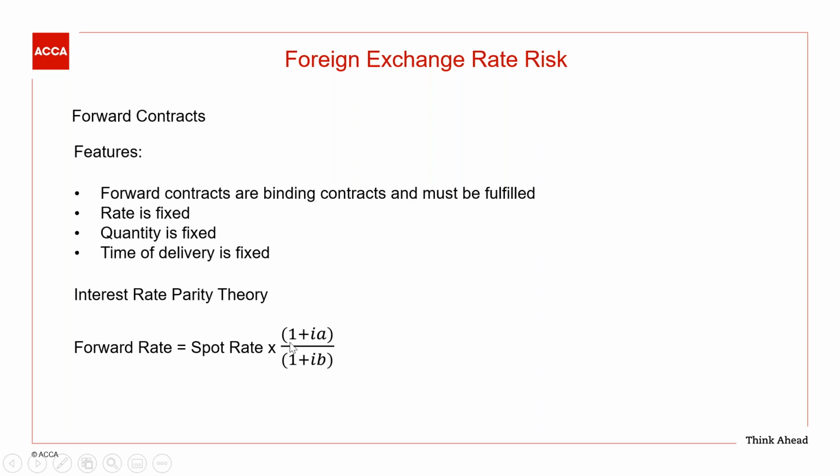It will multiply it by the fraction. The fraction is 1 plus IA over 1 plus IB, that is the interest rate of country A and the interest rate of country B. Now, what is country A and what is country B? Note it down, this is again an important thing. In the numerator, the interest rate should be of the country in whose currency the spot rate is being quoted.